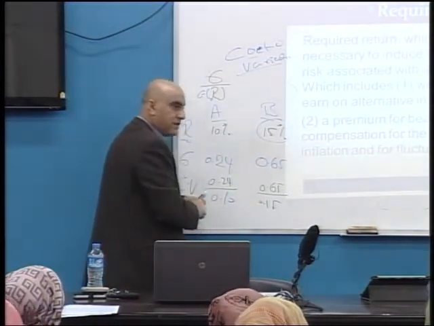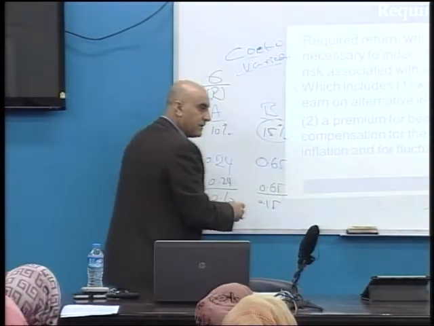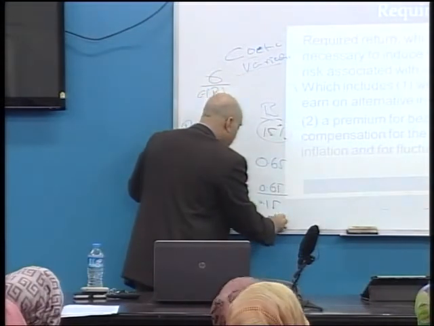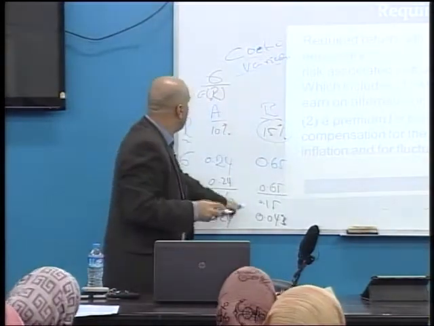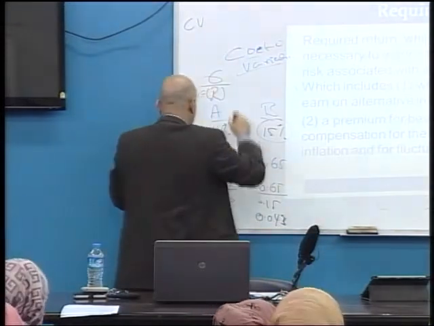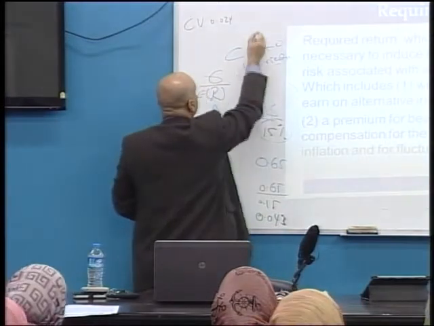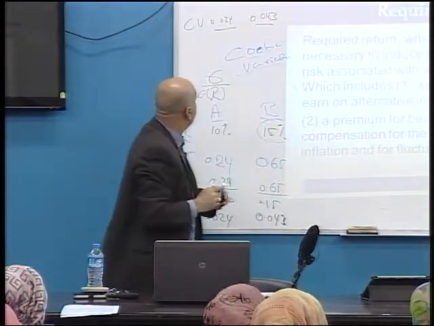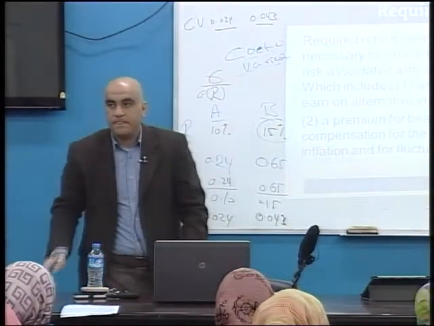The first one, 0.024, and the second 0.043. Okay. Any explanation for this? Okay, I will write this. The CV for A is 0.024. For B, it is 0.043. So, which do you prefer and why?